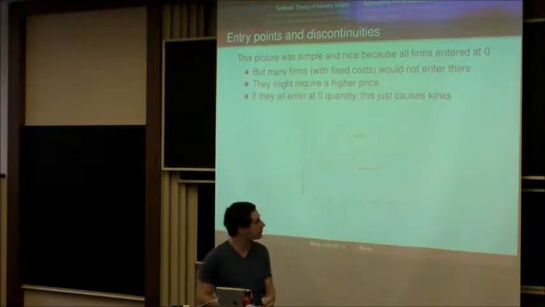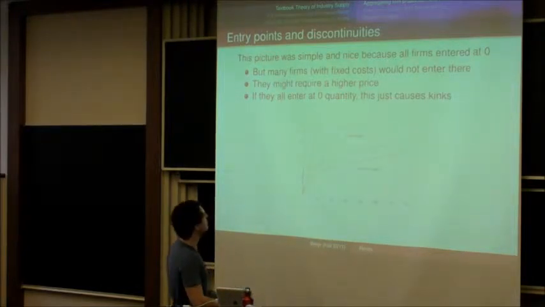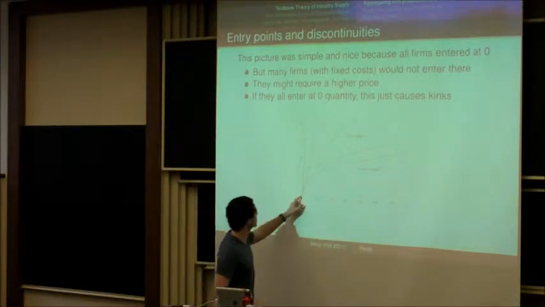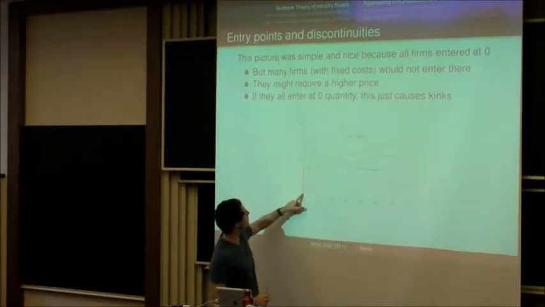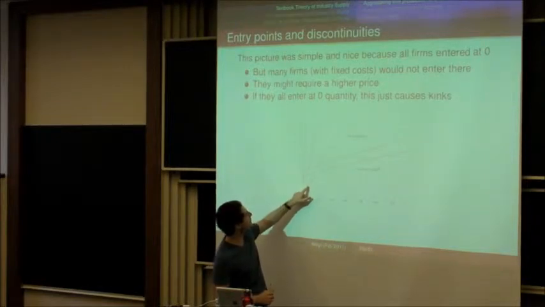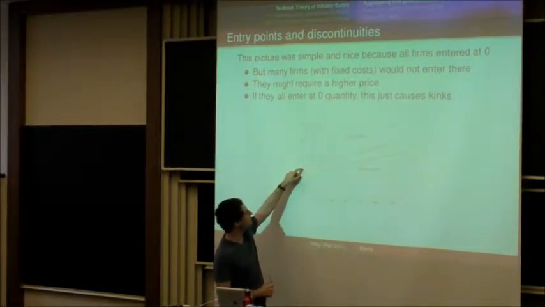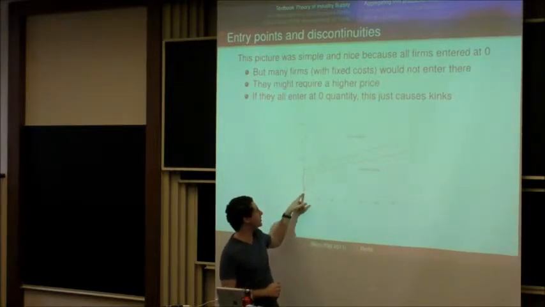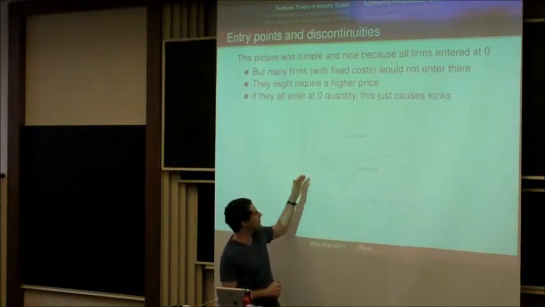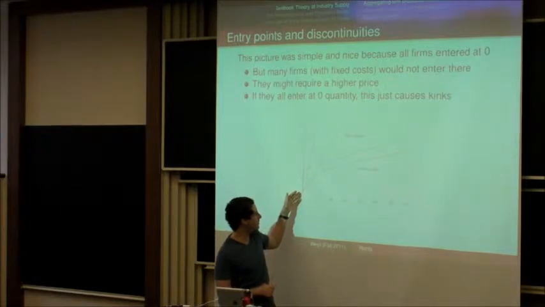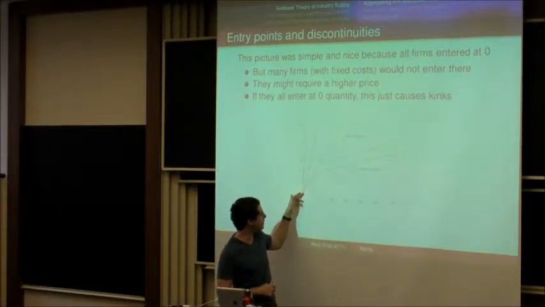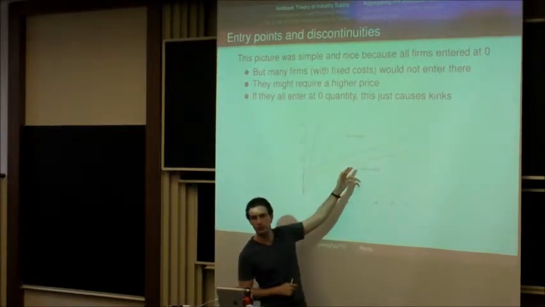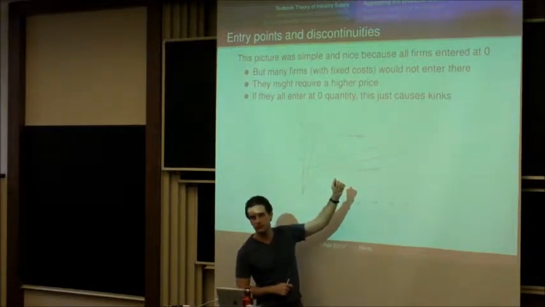Then all that this does is create kinks. So to give an example of that, imagine here are some firm supply functions. This firm enters at 0. This firm enters at a small amount, but enters continuously. This firm enters at a high price, but again enters continuously. Well, then you get an industry supply function which adds these up, which is continuous, but it has these kinks at the point at which different firms enter.